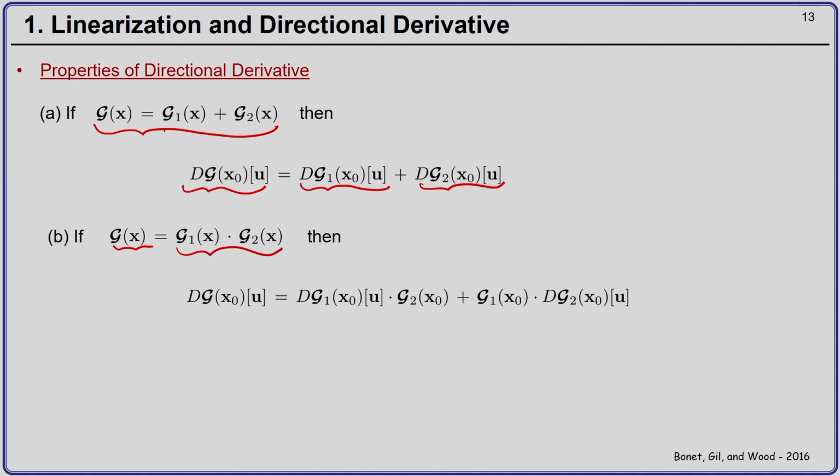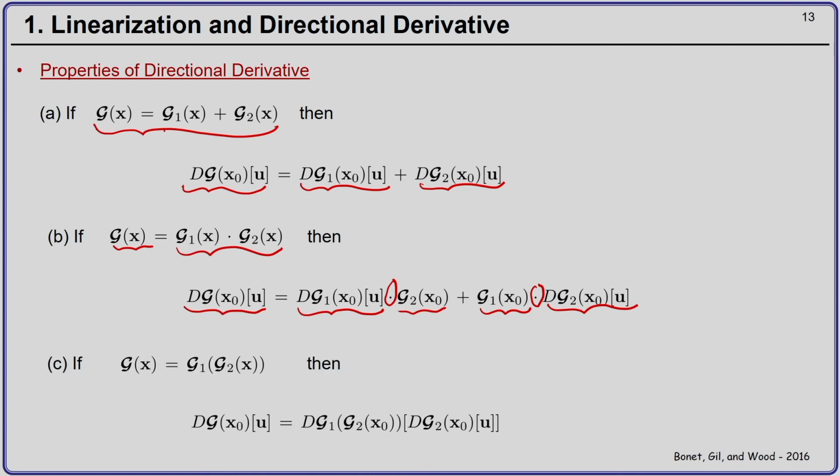The next is, if you can write your given nonlinear equation as a product of two functions g 1 and g 2, so g 1 of x into g 2 of x, then the directional derivative of g at x 0 in the direction u will be the directional derivative of g 1 in the direction u evaluated at x 0 times g 2 evaluated at x 0, plus g 1 at x 0 times the directional derivative of g 2 at x 0 evaluated in the direction u. Now, this dot that you see here again has a very general meaning right now. It does not actually mean multiplication.